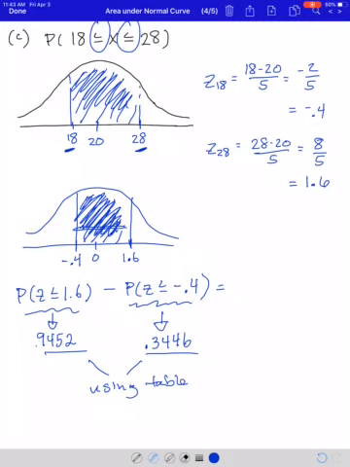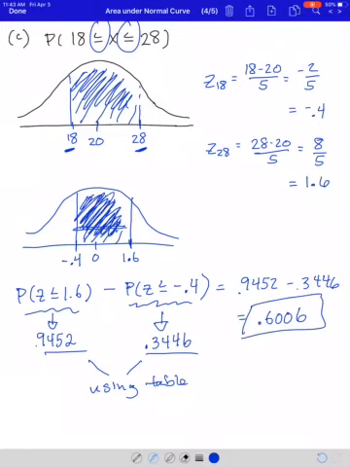And now when I subtract these, so 0.9452 minus 0.3446, that's going to give us a difference of 0.6006. And there we go. That's the area in between these two z values, which is the same as the area in between these two x values. And there we go.